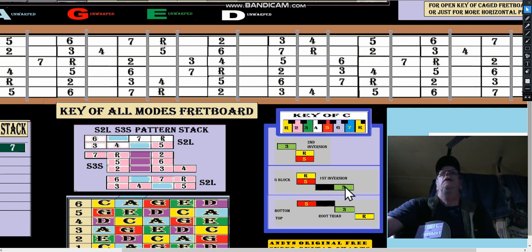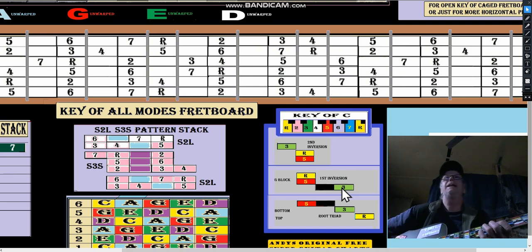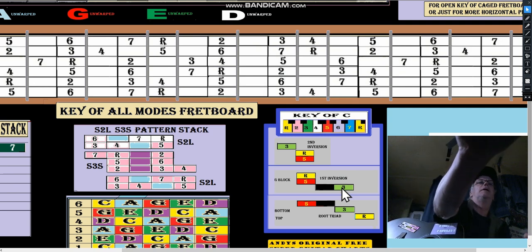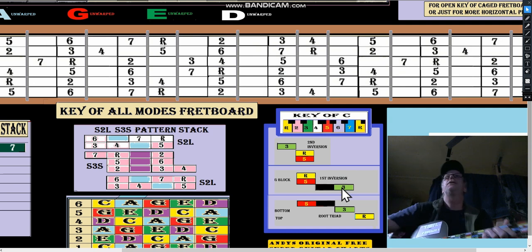So let's learn tonic and first inversion. First inversion is going to be an E here, in the key of C. Okay, E, G, C. What it is, you start on the third. So root position, start on the root. First inversion, start on the third. Second inversion, start on the fifth.